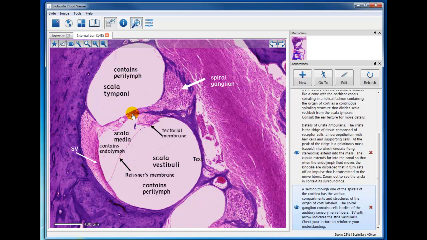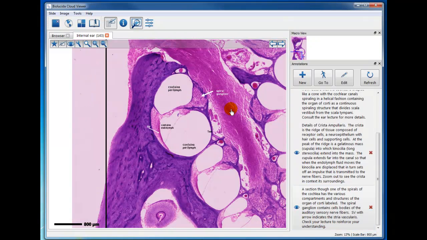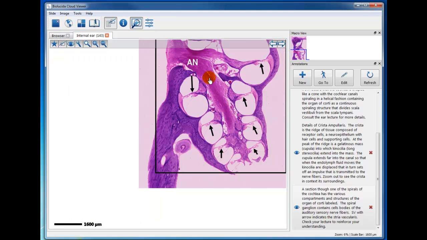And right here are nerve fibers that are coming away from these sensory cells that are part of the organ of Corti, and then they connect to a ganglion, the sensory ganglion, and the fibers then continue on. And if you zoom out, you can see the context here: each one of the organ of Corti continuously spiraling along has all these nerve fibers that go into the cell bodies which form the spiral ganglion, and then the nerve fibers continue and they're collected into the auditory nerve.